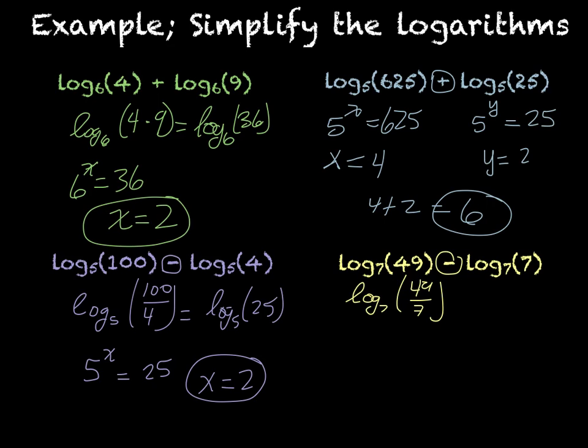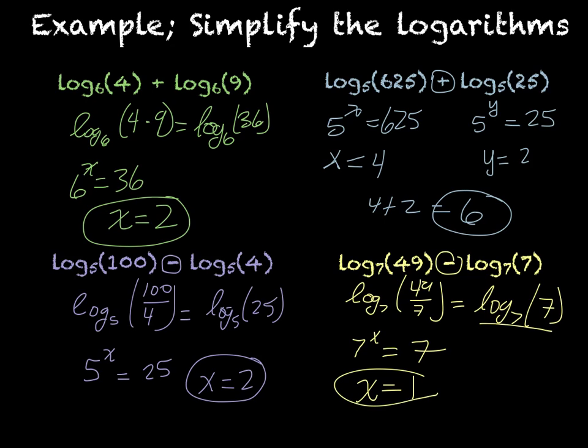Okay, so in this case, 49 divided by 7 is going to give me log base 7 of 7. Okay, so now if you think of it as 7 to what power gives me 7, and that would be 7 to the first power equals 7, so x equals 1. And that's your final answer there.